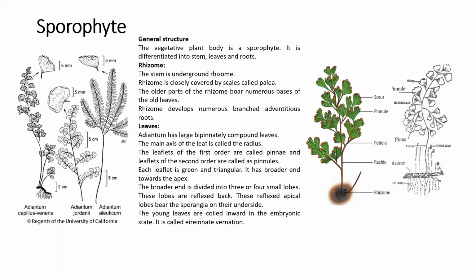And the rhizome is covered with numerous scale-like structures called palea. The rhizome has a sheath, or looks like a covering of many scales over the rhizome. And these structures are known as palea. And basically the rhizome attains a height of 1 to 6 inches. This is the rhizome.